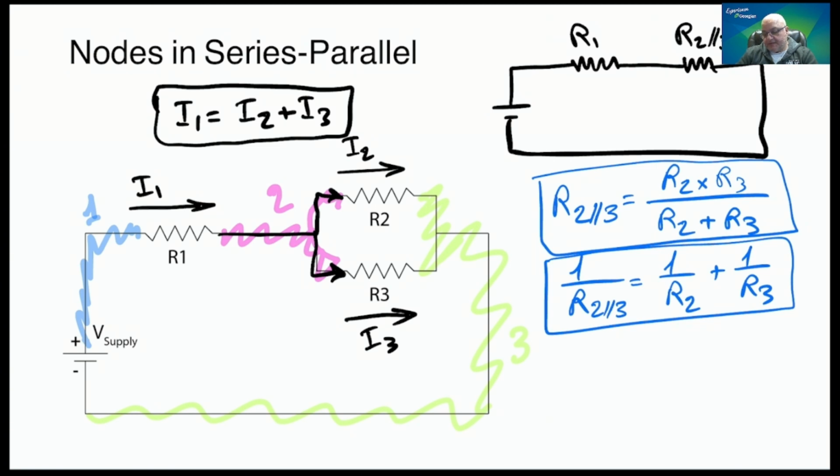Now, these are the rules that we're going to apply to our understanding of how we analyze a circuit where there are both parallel and series connections of the resistors.